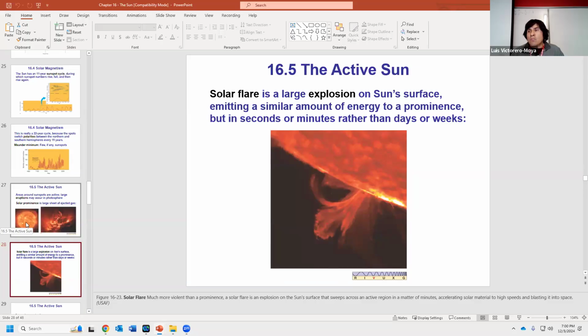You have an explosion on the surface of the sun that may be able to escape the gravitational pull of the sun and eventually reach every planet, especially every terrestrial planet. When it reaches the Earth, that's when we start having those auroras in the northern and southern hemispheres.